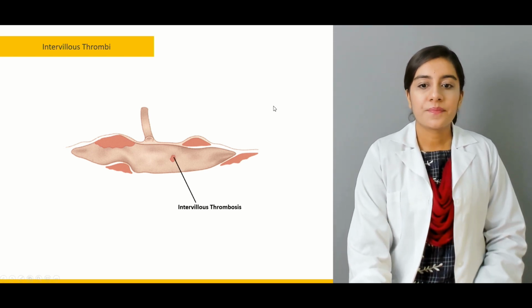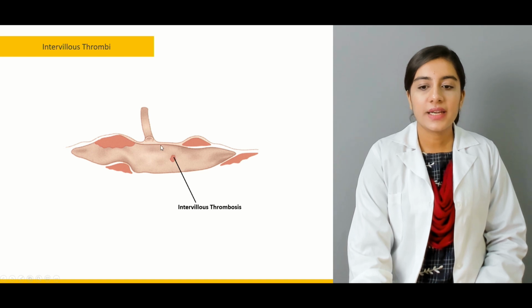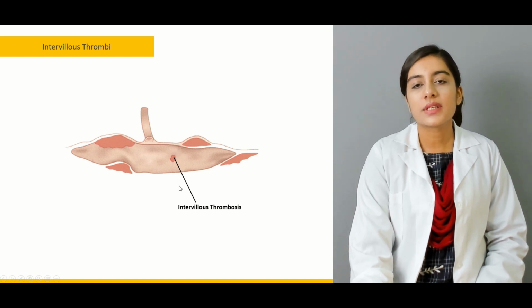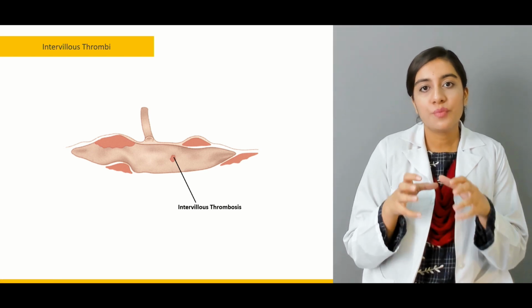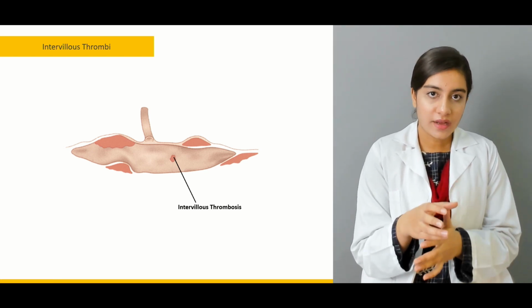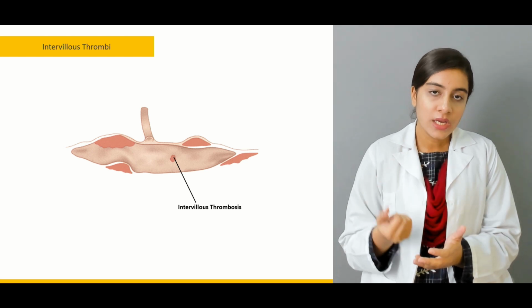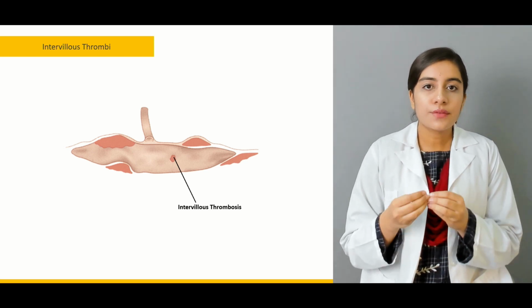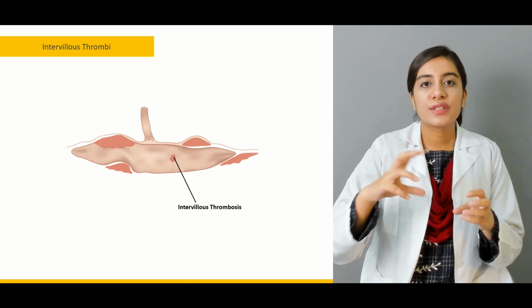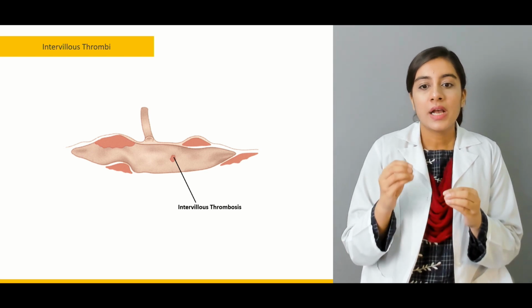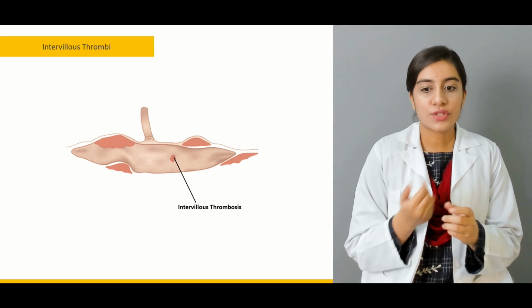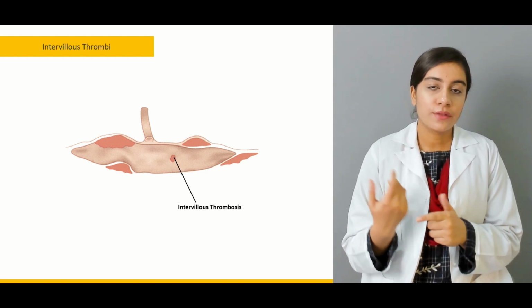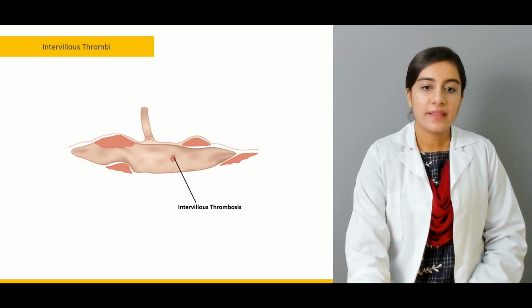In this diagram over here, we are seeing an intervillous thrombus. Intervillous spaces are basically the spaces where the maternal blood is being poured, and then villi are responsible for taking up the nutrients. So when the thrombi are present in that space, it means that some sort of blood leakage was present over there. So that forms intervillous thrombi or thrombosis in that area.